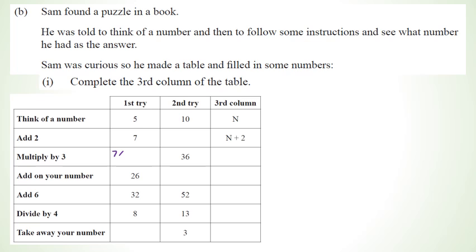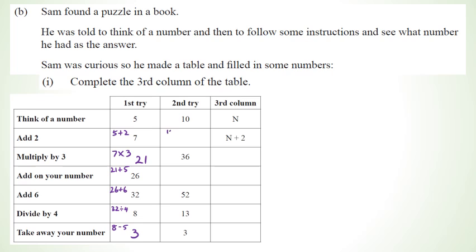5 plus 2 there is 7. Multiply by 3, 7 times 3 is 21. Add on your number, so it's 21 plus 5 is 26. Add 6, so you've got 26 plus 6 is 32. Divide by 4, so it's 32 divided by 4 is 8. Take away your number. So 8 minus 5 is going to be 3.